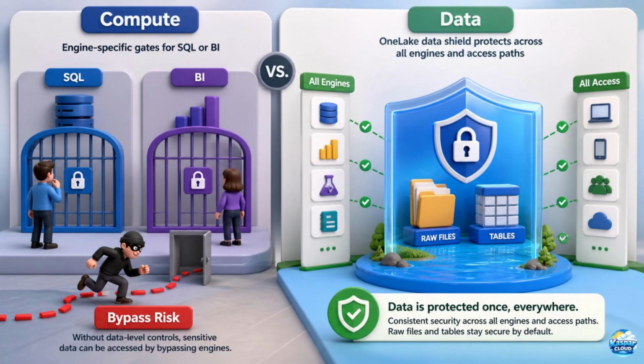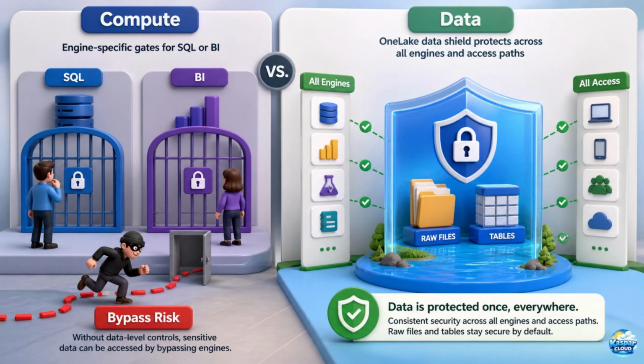OneLake security is different from compute-level permissions. Compute permissions apply only through a specific engine, such as a SQL endpoint or a semantic model. OneLake security is intended to protect the data itself across engines and direct access paths. This distinction matters because a user might be blocked in one compute experience, but still reach raw files through another tool if data-level controls are not applied.